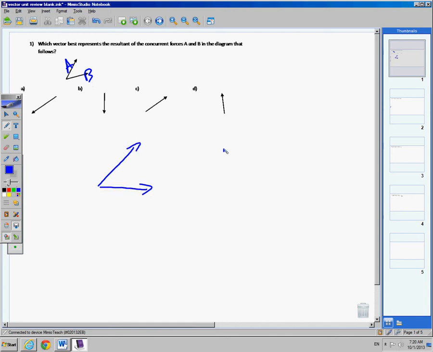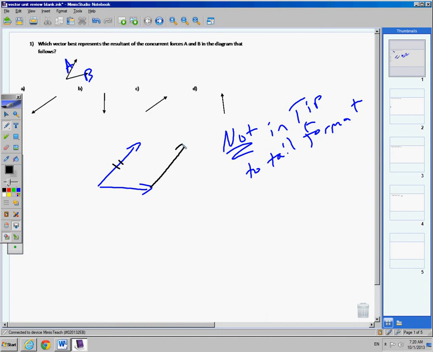Well, first thing, it's not in tip to tail format. Okay, so we must put that in there. Doing so, I'm going to pick one to move, and I choose to move this one, and I'm going to draw the resultant from start to finish. And the closest answer looks like answer number C, or letter C.